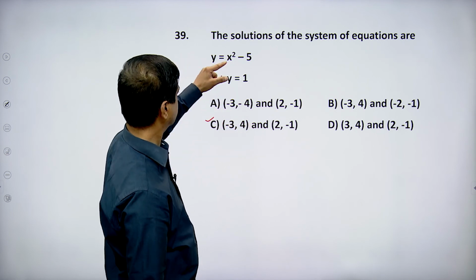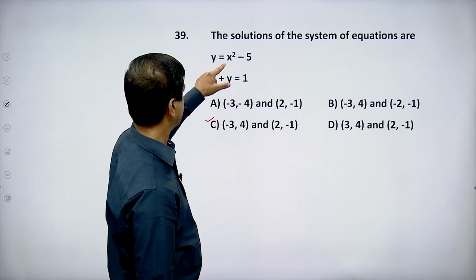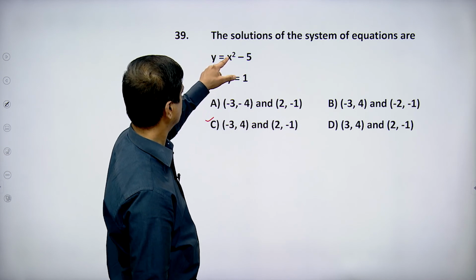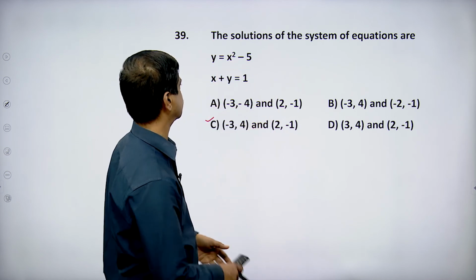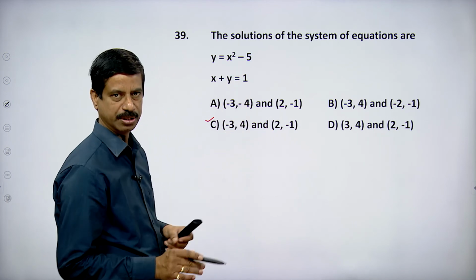Now, let us check whether these are satisfying this equation also or not. So, x is minus 3, whole square is 9, minus 5, 4, satisfied. 2 square is 4, minus 5 is minus 1, satisfied. Both of these equations are satisfied for this.